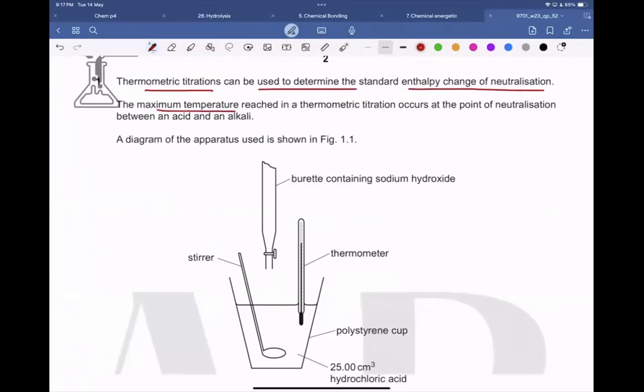The maximum temperature reached in the thermometric titration occurs at the point of neutralization between an acid and an alkali. So it means whatever the maximum temperature we get on the thermometer, at that temperature neutralization occurred completely.